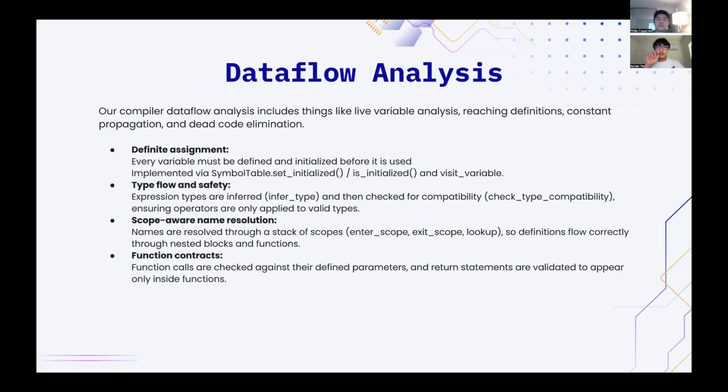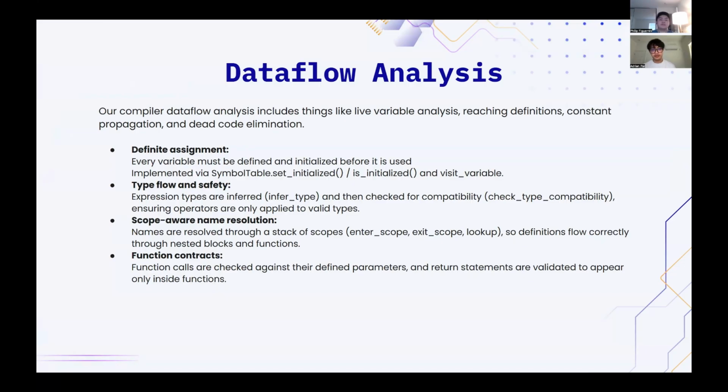Moving on to data flow analysis, compiler data flow analysis includes things like live variable analysis, reaching definitions, constant propagation, and dead code elimination. First, we have definite assignment. Every variable must be defined and initialized before it is used. We implement this via a symbol table, and we also track initialized variables and visit variable nodes. Then we have type flow and safety.